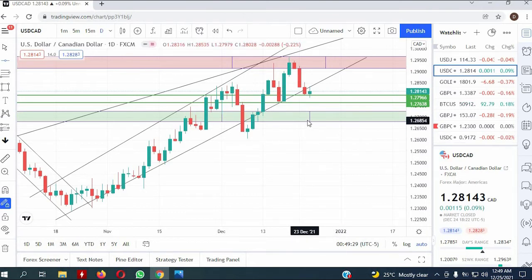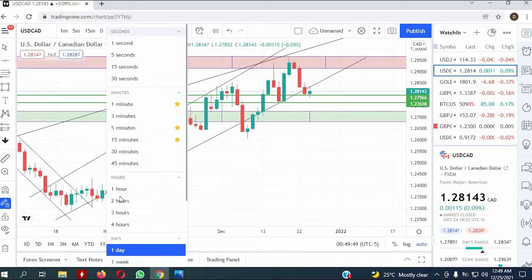In the event the USD CAD fails to push into this area, it will pull back into this area at 1.29196 to 1.29635. So let's go down to our 4-hour time frame.